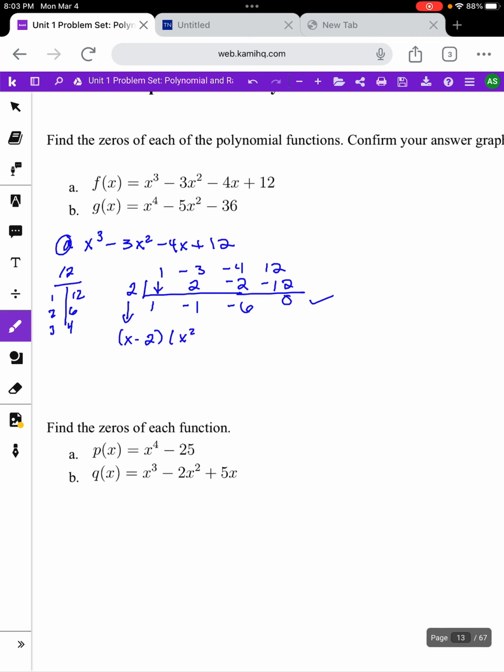And that leaves us with x squared minus x minus 6, which I can factor to x minus 3, x plus 2, which gives us our zeros at x equals positive 2, x equals positive 3, and x equals negative 2. And I can check that by going back to my graphing calculator.